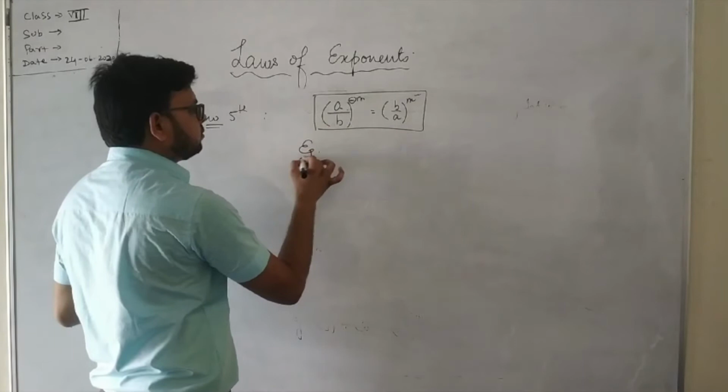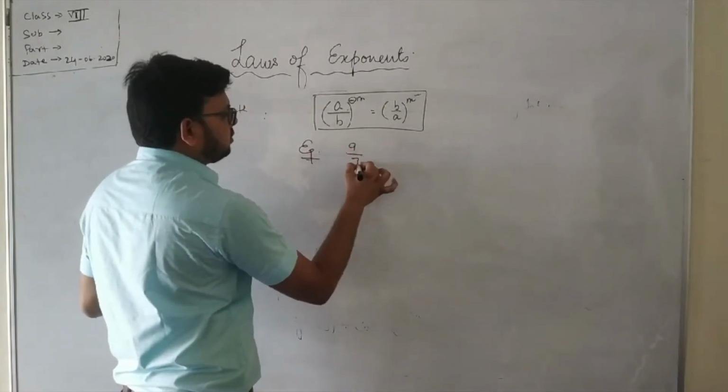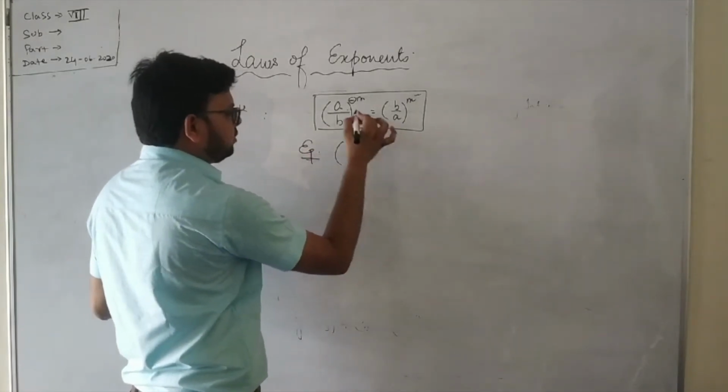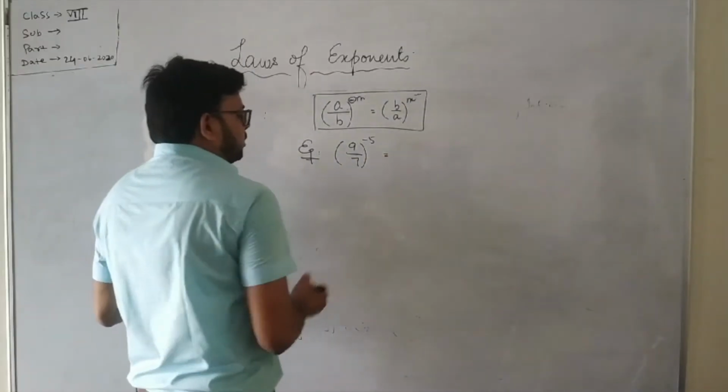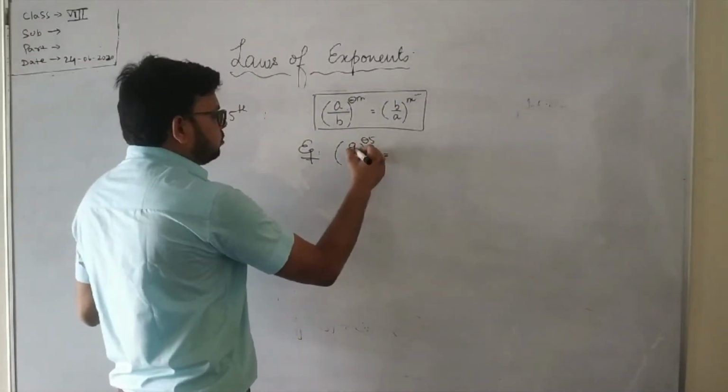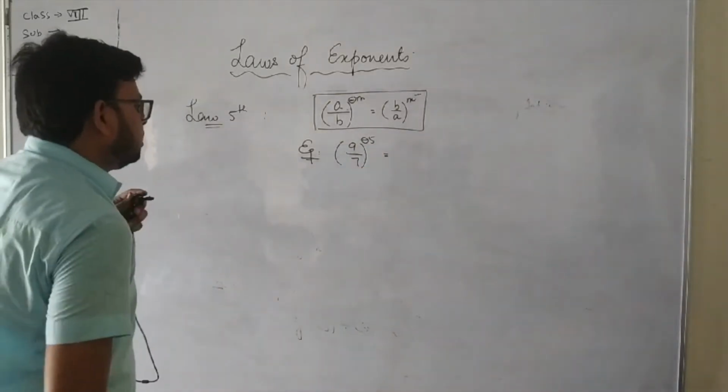See the example: 9 by 7 to the power minus 5. The power is negative, it means it gets reciprocated.